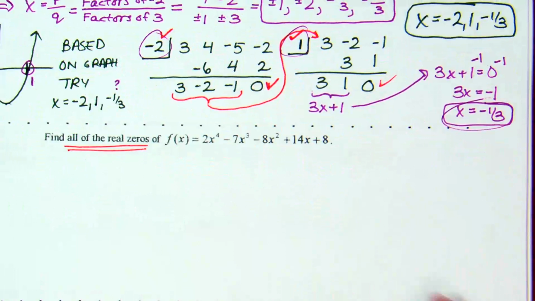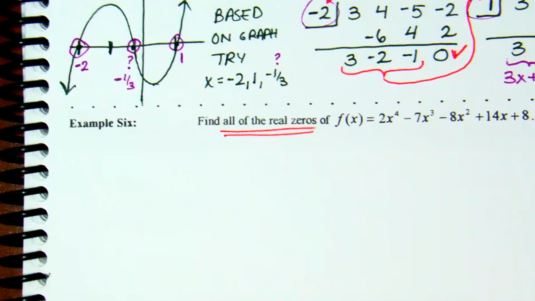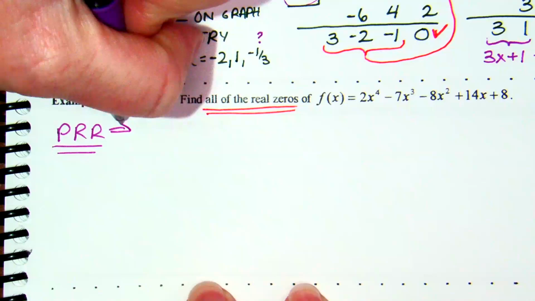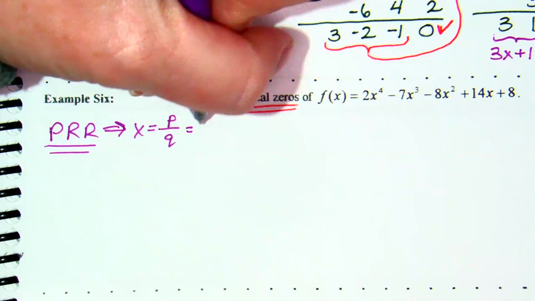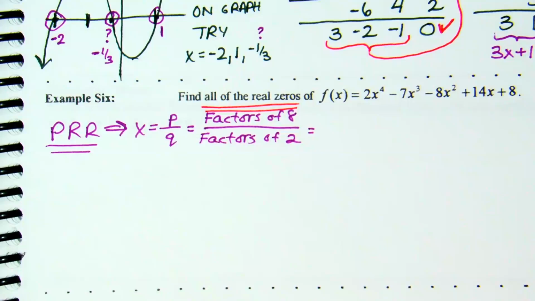Now, can I go through the beginning part of this pretty quickly? Where do we start? PRRs. Okay, potential rational roots. So we're going to do x equals P over Q. What's P? Factors of the constant, which is 8. What's Q? Factors of the lead coefficient, which is 2. What are factors of 8?